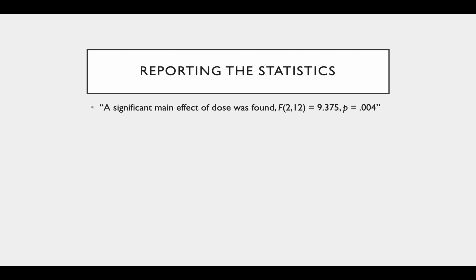Okay, so when it comes to reporting the statistics, you want to make sure a couple things. First of all, make sure that all statistical notation is italicized, right? So your F's are italicized, your P's are italicized, your T's, anything that involves statistics, your D's, your partial eta squareds, whatever it might be, those are all in italics.